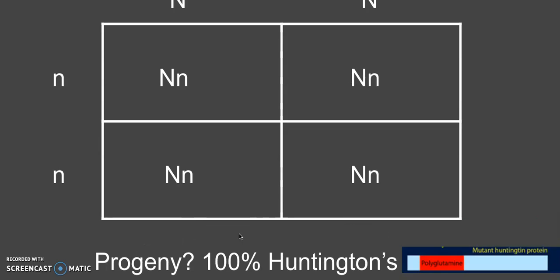Let's look at one other example. So if a parent was to inherit two Huntington's alleles from their parents, even if their partner had no Huntington's allele, it is guaranteed that their child would have Huntington's. All of their children would be heterozygous and then have Huntington's because it's a dominant disease.